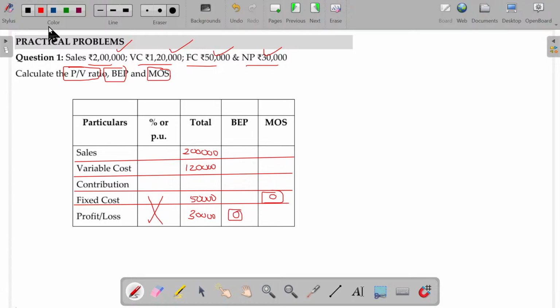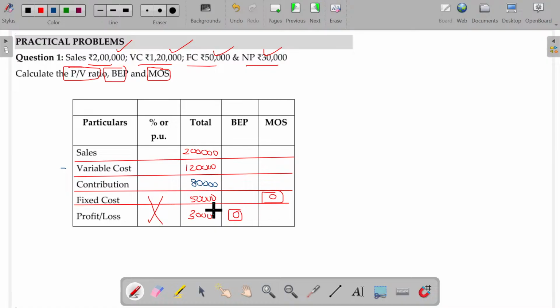Now, based on this information, I will fill all other details also. From sales minus variable cost, you can get the contribution, or fixed cost plus profit will be the contribution. That's how you can calculate in both ways. Either from 2 lakhs, subtract 1 lakh 20 to get the contribution, or 30 plus 50, 80,000 contribution. So, here the value being 80,000 rupees.